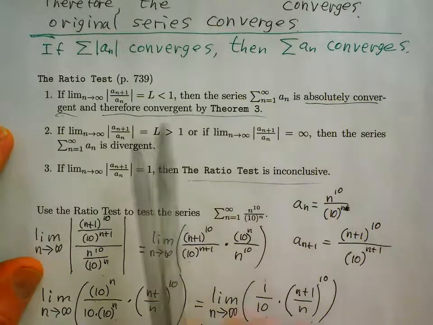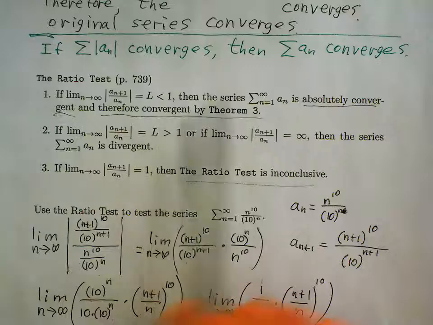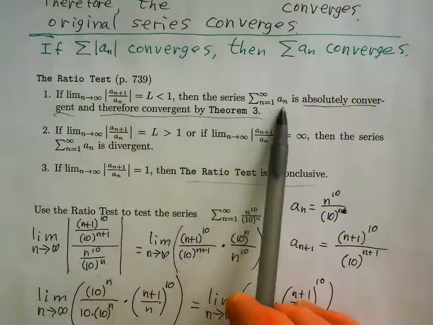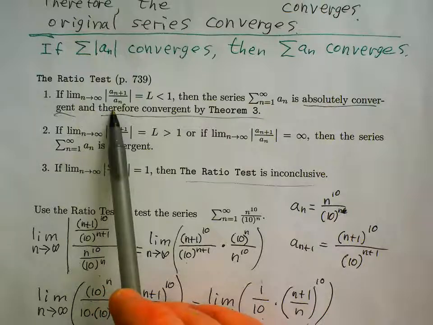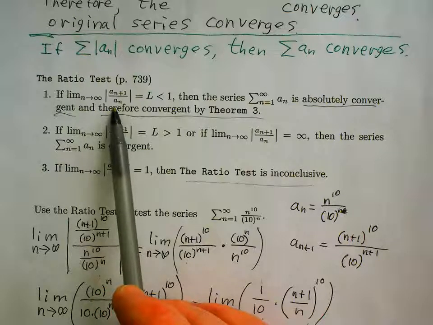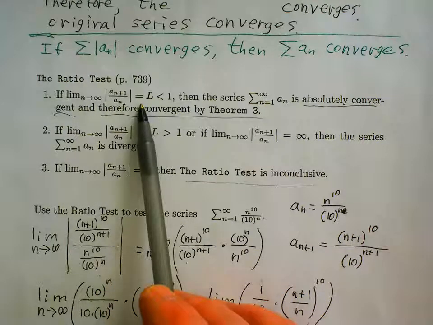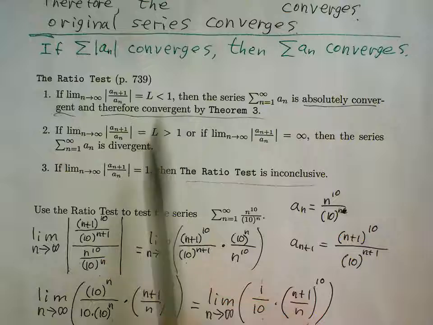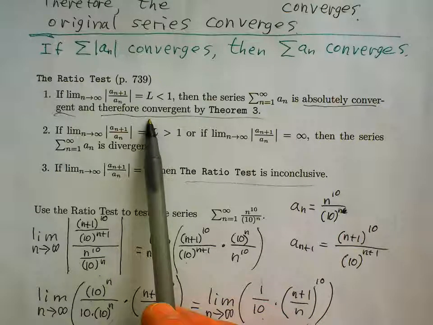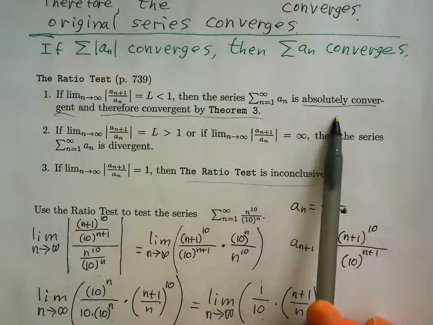Let's review the ratio test. When testing the series of the a sub n terms, if the limit of the absolute value of a sub n plus 1 over a sub n as n approaches infinity is equal to a finite number less than 1, then the series is absolutely convergent, which means that it's convergent since every absolutely convergent series converges.